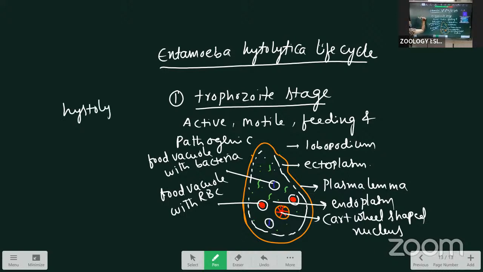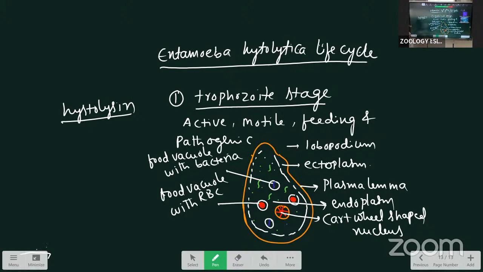This histolysine enzyme is mainly helpful for dissolving the large intestinal wall. That's why they are producing the histolysine enzyme, and that's why the species name is histolytica. Entamoeba histolytica: the species name histolytica comes from them releasing histolysine.